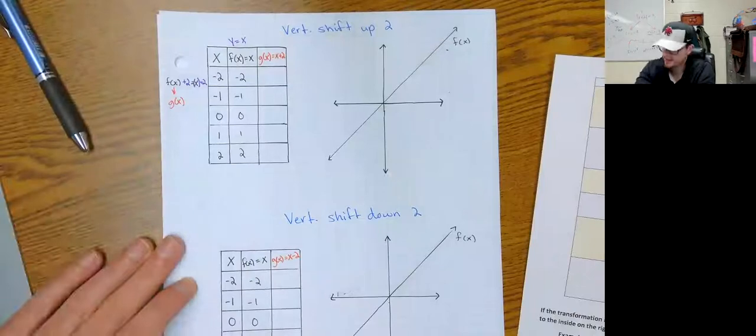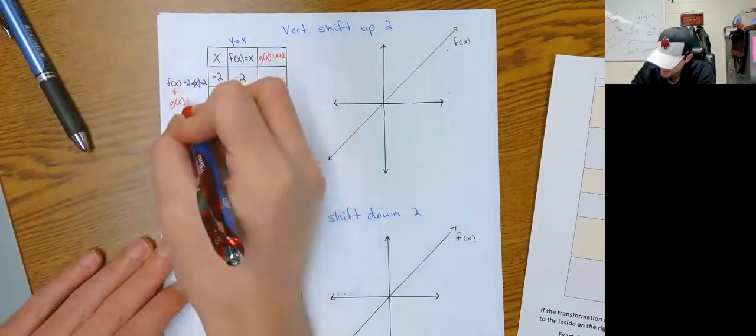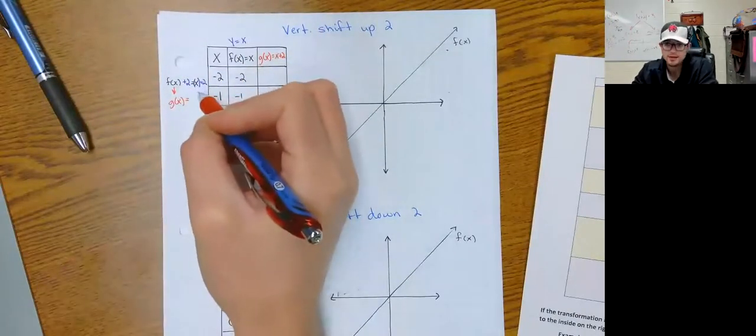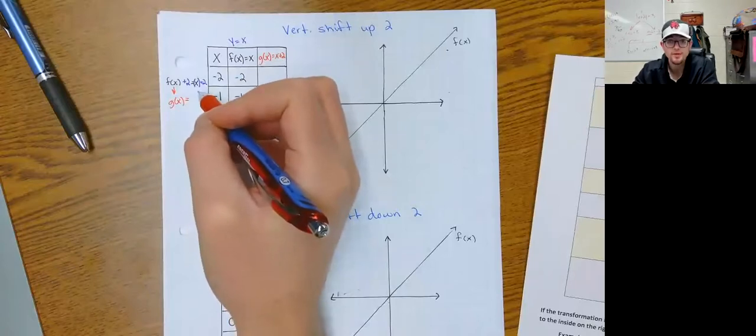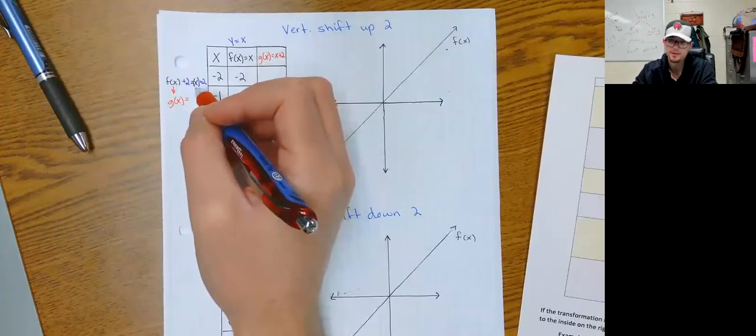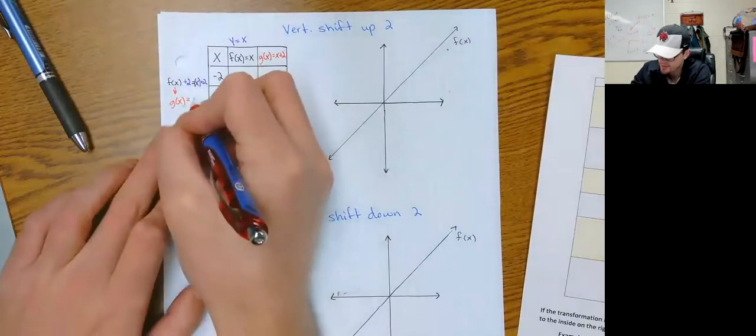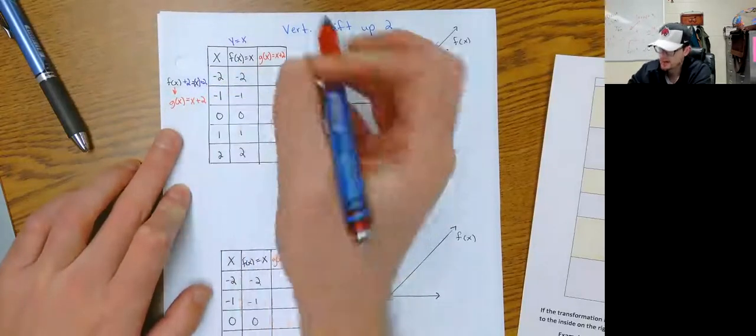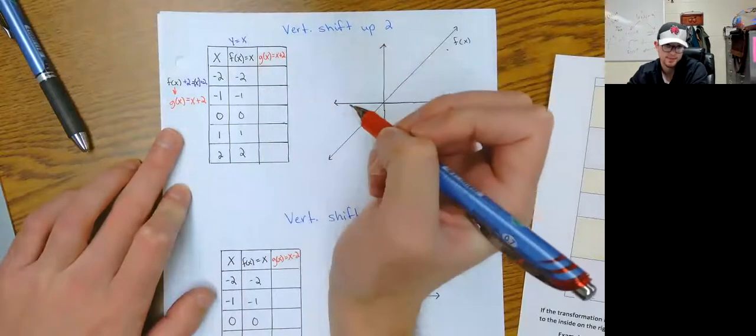Let me keep this as red. So going back to the parentheses around the x, like I said, it's important for some of them, but is it important for this one? Is there any point to keep the parentheses around the x? No, there's nothing inside happening. It's just an x. So I can just drop the parentheses and I get x plus 2. And that's how I get g of x here.